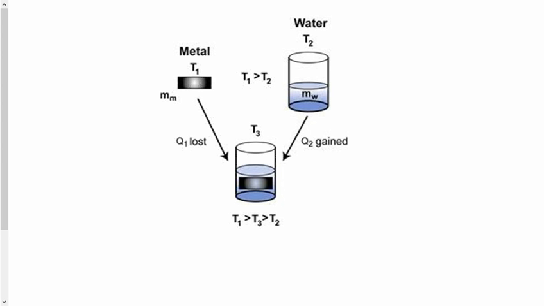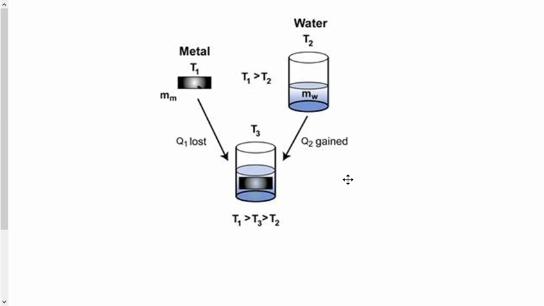metal to temperature 1, maybe in a hot water bath somewhere. And then I could drop that into a sample of water here. And again, we need to know the beginning temperature of the water and the amount of the water. And we'll just let it sit in there until it becomes in thermal equilibrium. So temperature 1 is the temperature of the metal. Temperature 2 is the beginning temperature of the water. Temperature 3 would be the final temperature of the water and the metal.